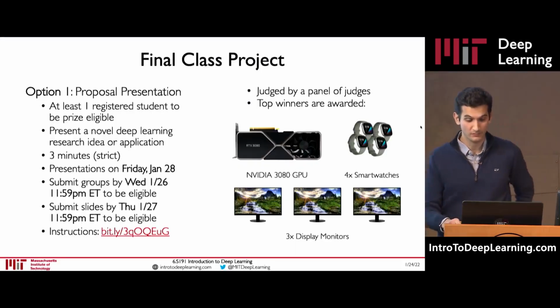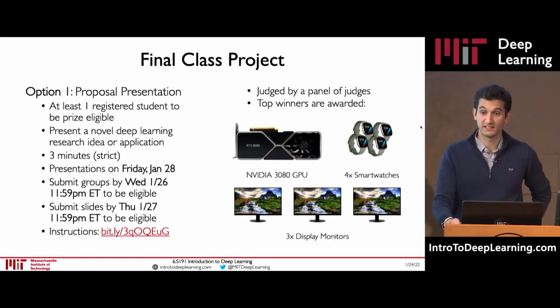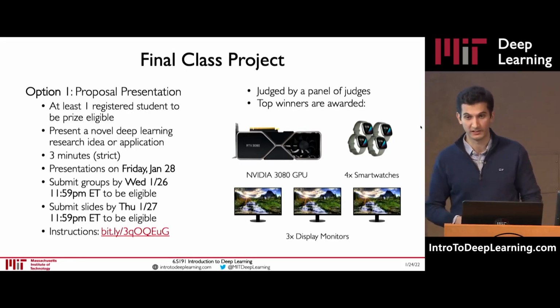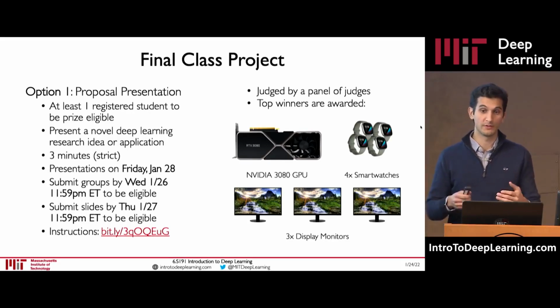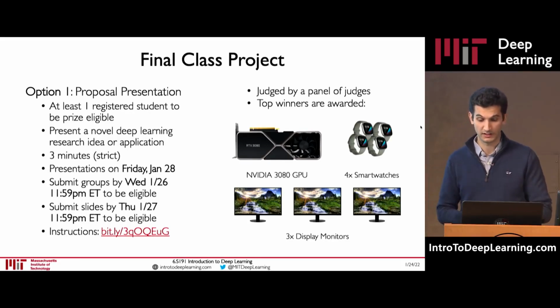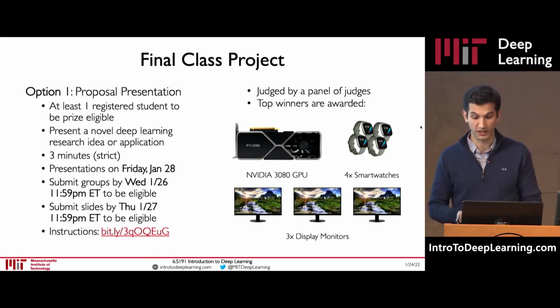For those of you who are taking this class for credit, you'll have two options to fulfill your credit requirement. The first option is a project proposal where you'll get to work either individually or in groups of up to 4 people and develop some cool new deep learning idea. Doing so will make you eligible for some of these awesome sponsored prizes.